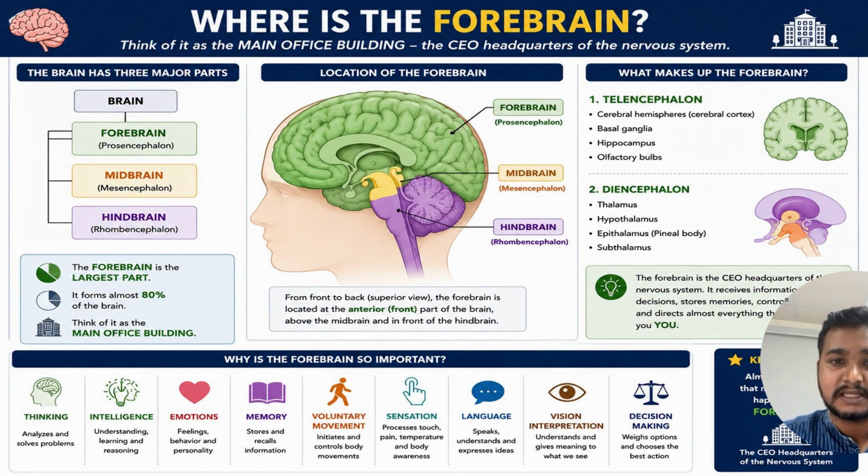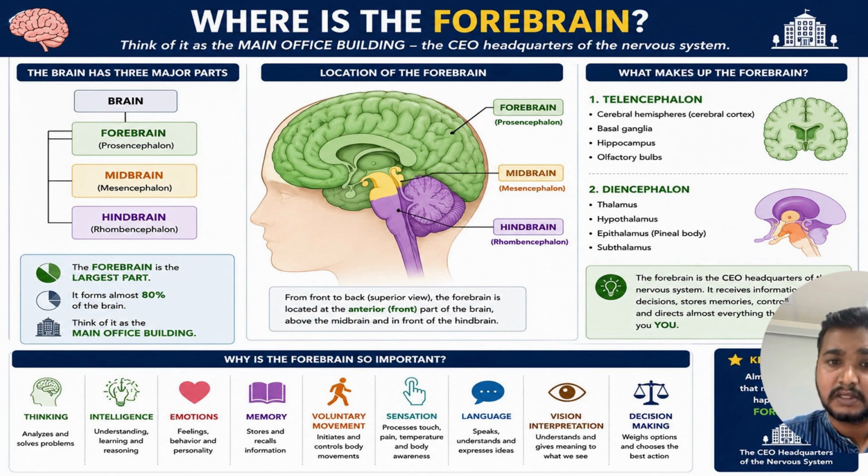The first is the telencephalon. This is the largest part of the forebrain and includes the two cerebral hemispheres, the cerebral cortex, the basal ganglia, the hippocampus, and the olfactory bulbs. Whenever you think, speak, remember, solve problems, or perform voluntary movements, you're mainly using the telencephalon.